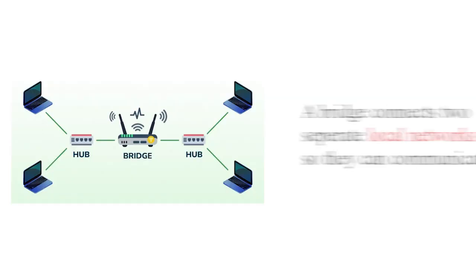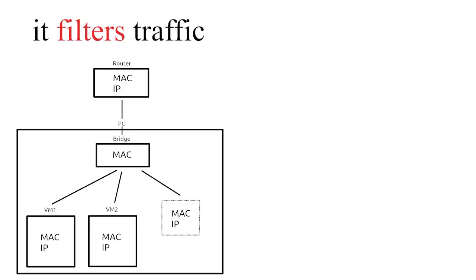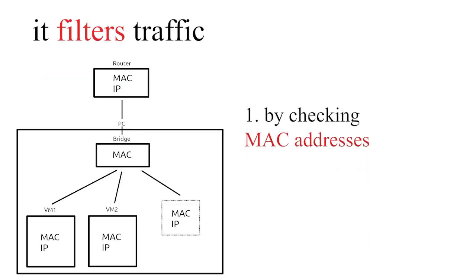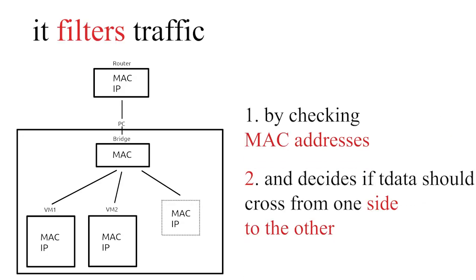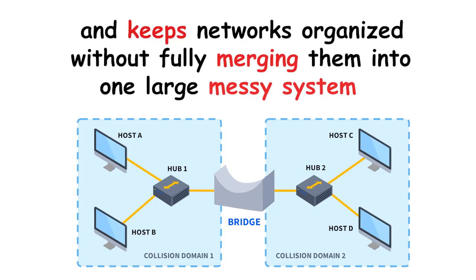Bridge. A bridge connects two separate local networks so they can communicate. It filters traffic by checking MAC addresses and decides whether data should cross from one side to the other. This helps reduce unnecessary traffic and keeps networks organized without fully merging them into one large, messy system.